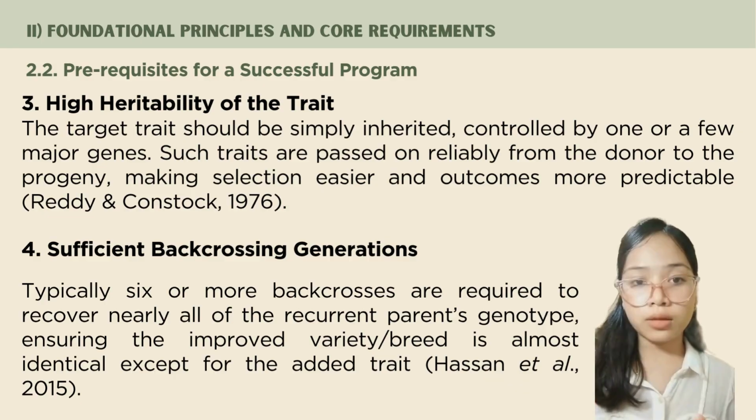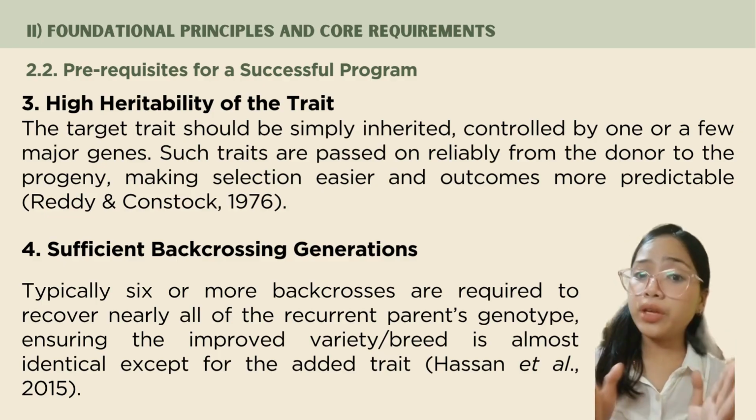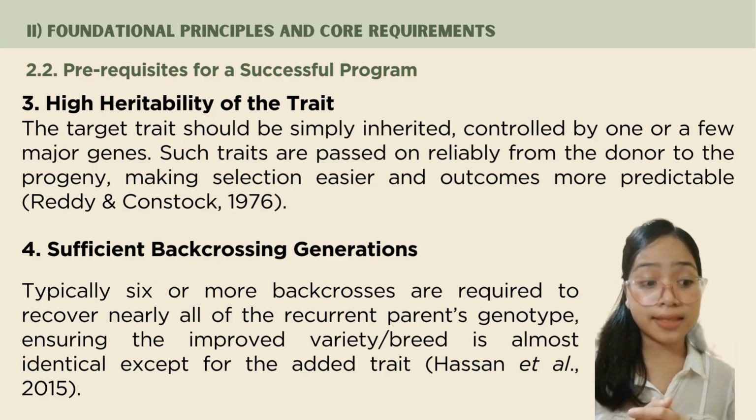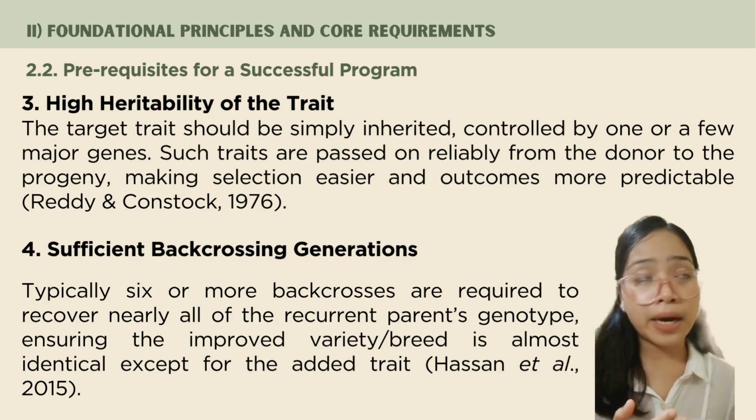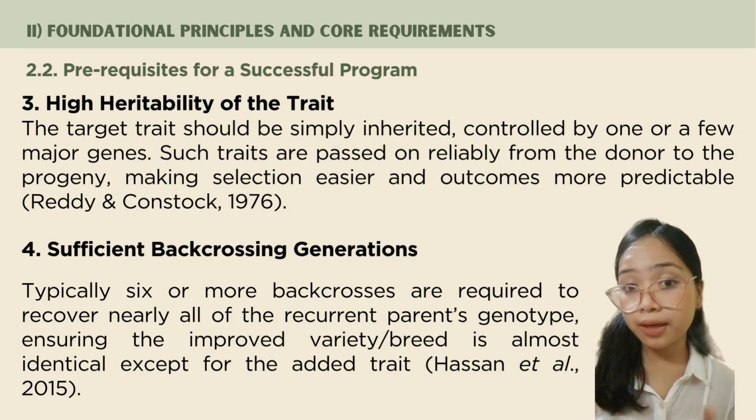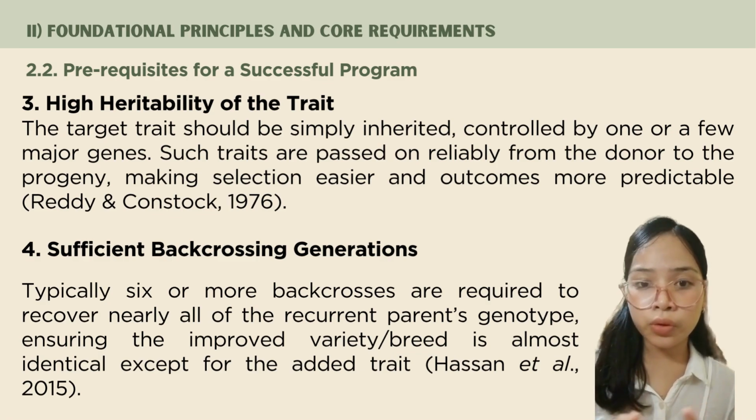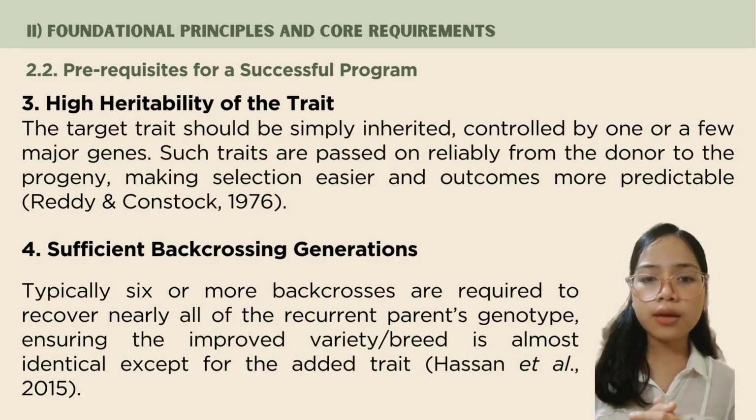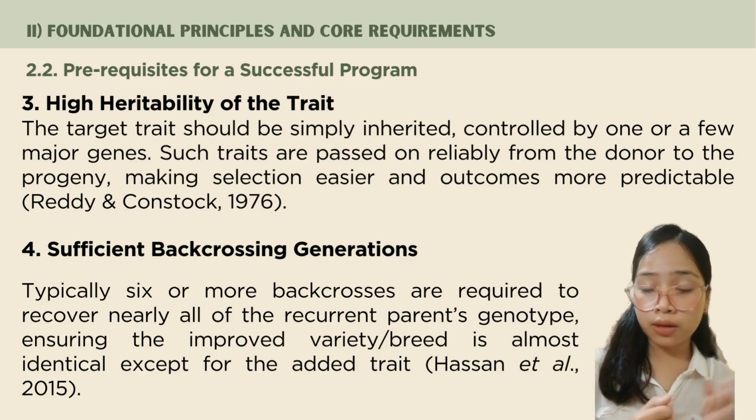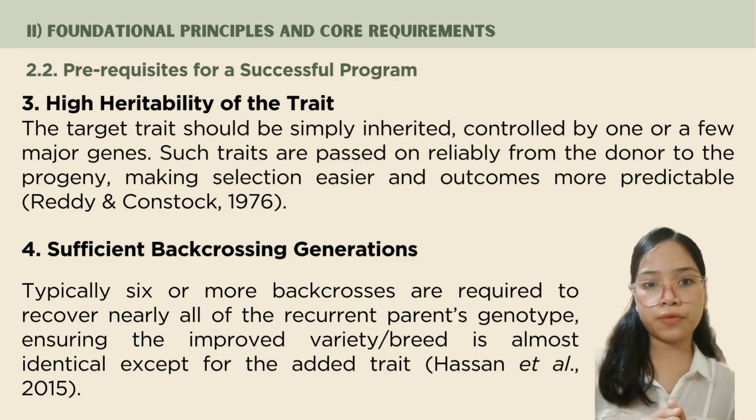And the fourth one, or the final requisite, is that breeders usually conduct six or more backcross generations to ensure that about 99% of the recurrent parent's genome or genetic makeup is recovered, making the improved product or offspring nearly identical to the original recurrent parent but more improved.